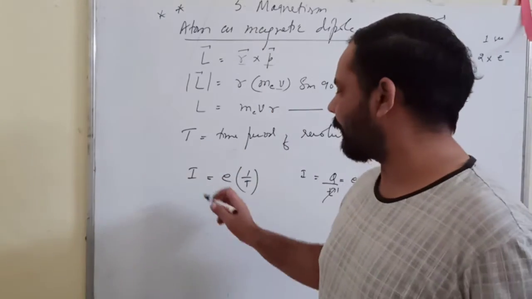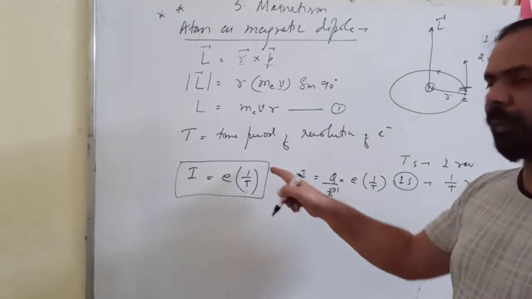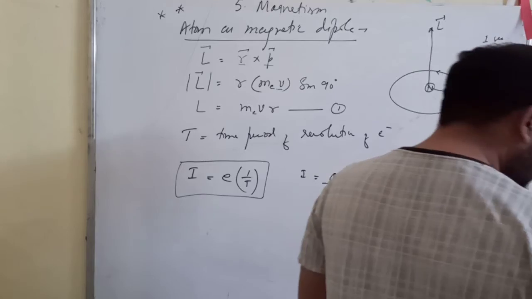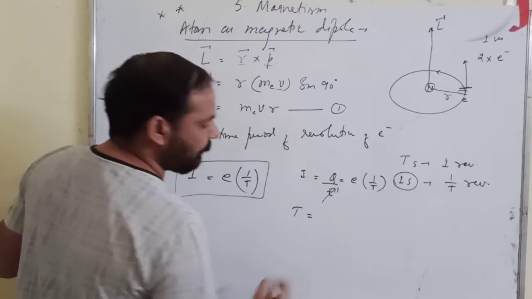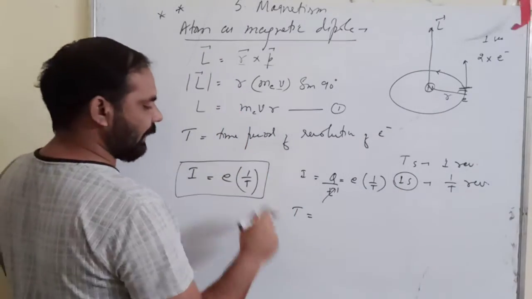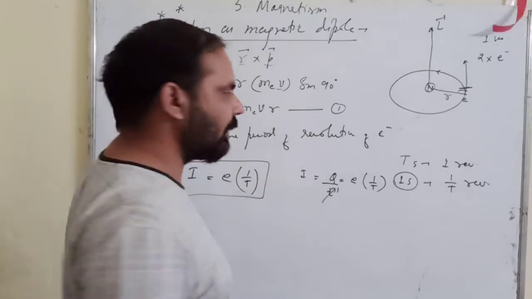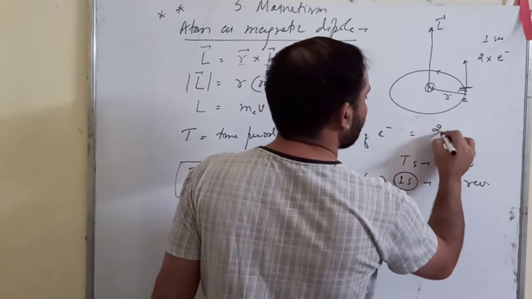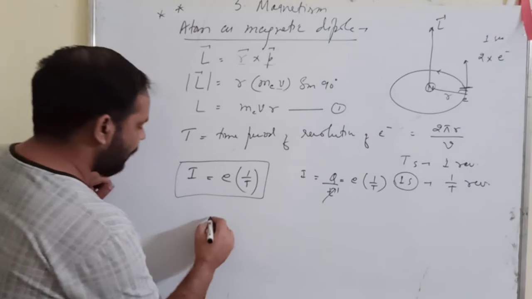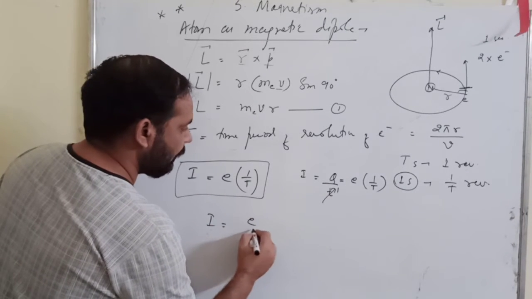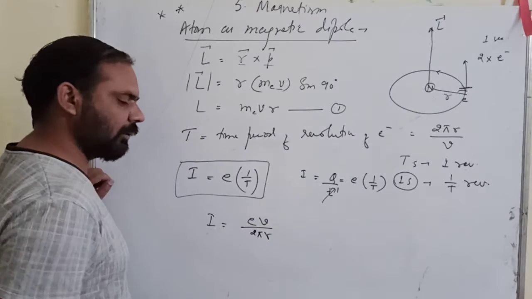This point is important: the current flowing through the circular path is E into 1 upon T, right? Now how much will this T be? What is the time period? How can we find the time period? Time is distance upon speed. The distance traveled in one revolution is 2 pi r, and the speed is v. So I can replace this here: I is equal to E upon 2 pi r, and v will come in the numerator.